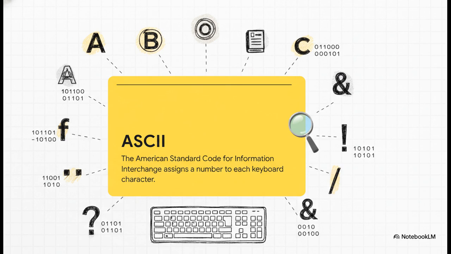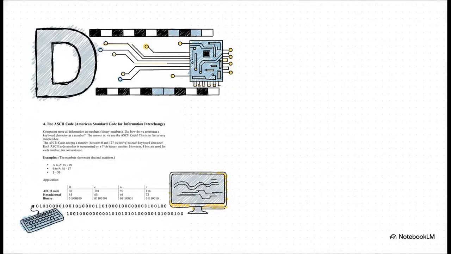The answer is just another code, another layer of translation. It's a universal agreement called ASCII. And you can think of it like a giant dictionary that just assigns a unique number to every single character you can type on a keyboard. Uppercase, lowercase, punctuation, you name it. And this is where the magic really happens.